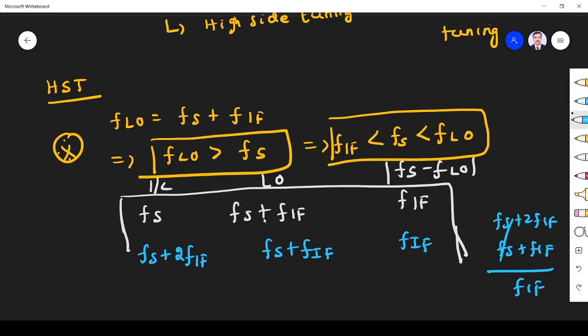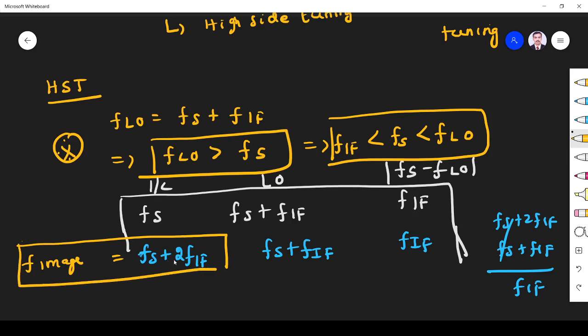But my receiver should receive only the desired FS. If some other frequency of FS plus 2 FIF also comes, my receiver will tune to this range also. So what is happening? This will create interference and the receiver will not perform properly. This frequency is the image of the frequency FS, because both create the same FIF. That's why it is called the image frequency. So for high side tuning, the image frequency is FS plus 2 FIF. This is very, very important.